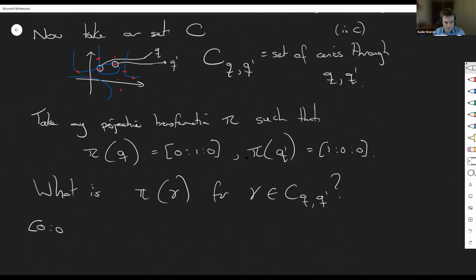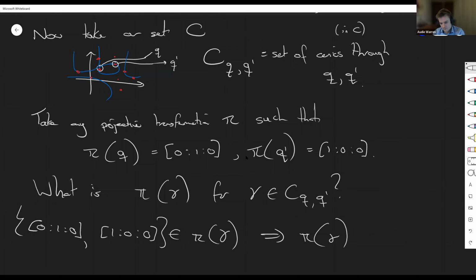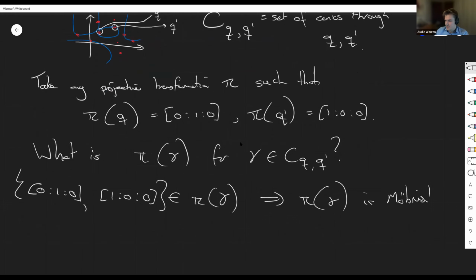So let me write this down. Both of these points lie on pi of gamma, which implies pi of gamma is a Möbius transformation. But this applies to any of the curves gamma. So this actually means that pi of CQQ prime is a set of Möbius transformations.